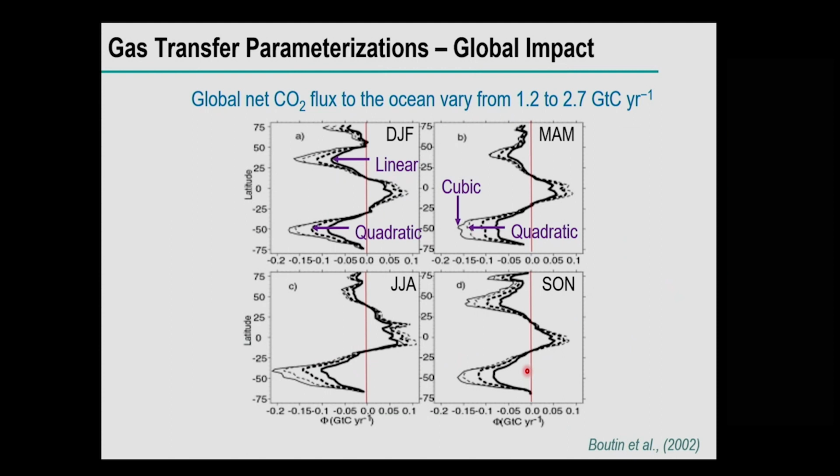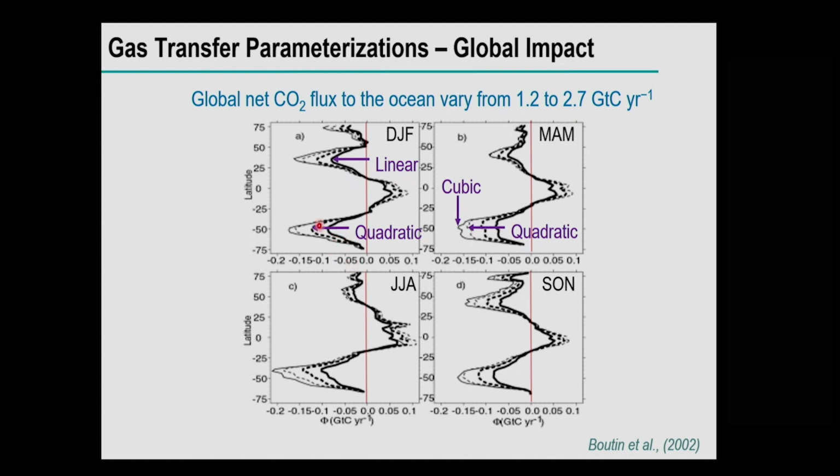And what does this divergence actually mean for the global, for instance, CO2 flux? I'm showing you zonal averages for the different seasons with the net CO2 flux.